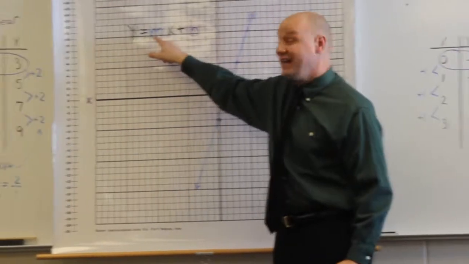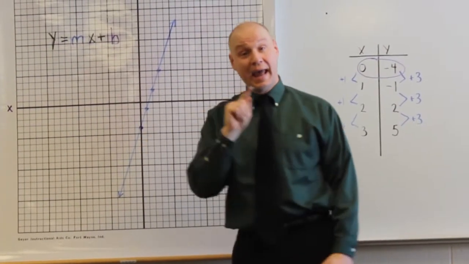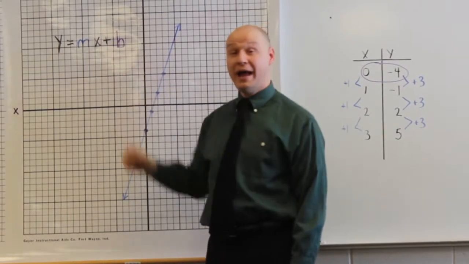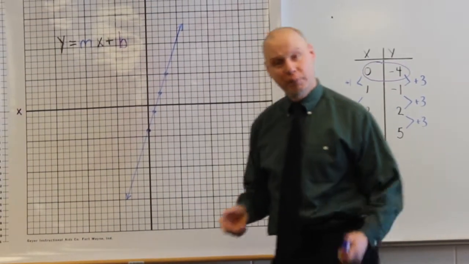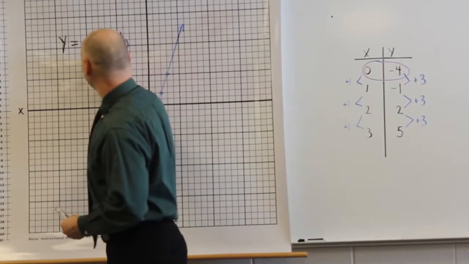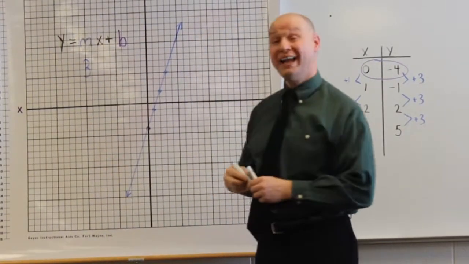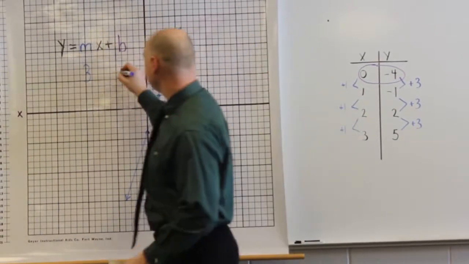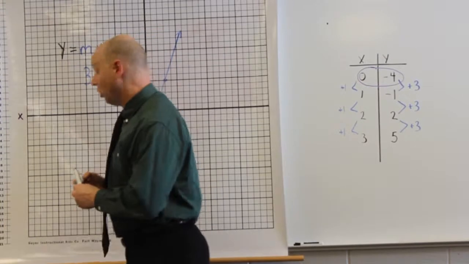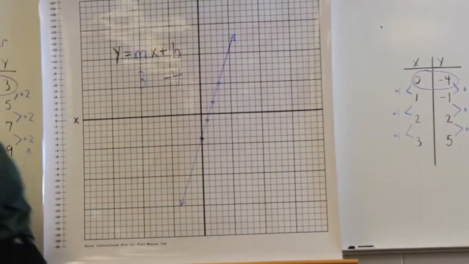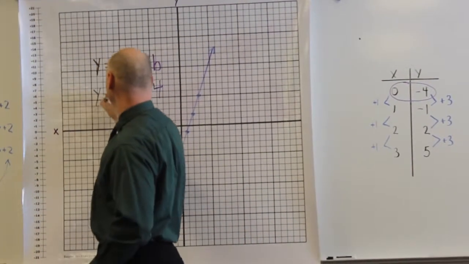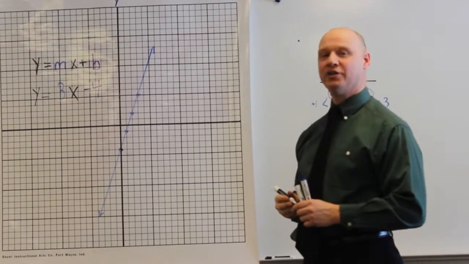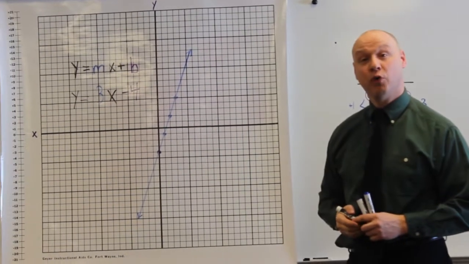Now, back to this. y equals mx plus b. m is the slope, b is the y-intercept. So what do we put in for m? That's right, we put in 3. And the y-intercept, what's that? -4. So all I need is that y equals and that x, which won't change. And voila! We have our equation. y equals 3x minus 4.